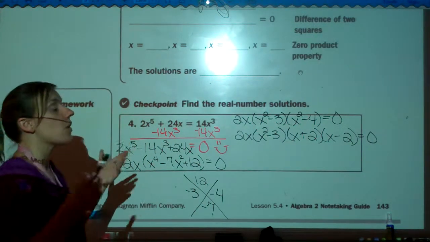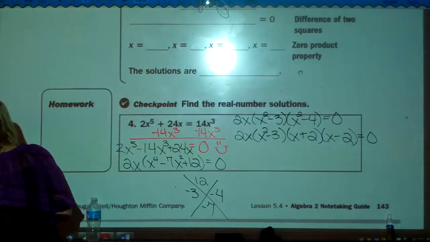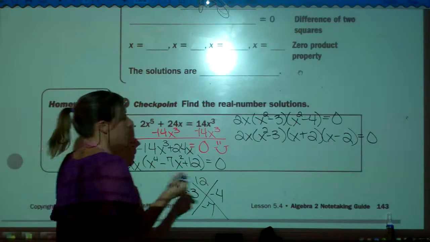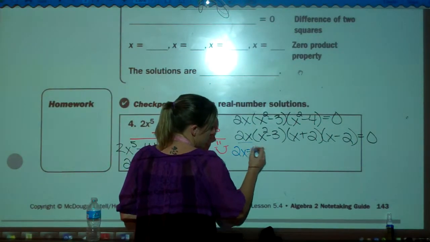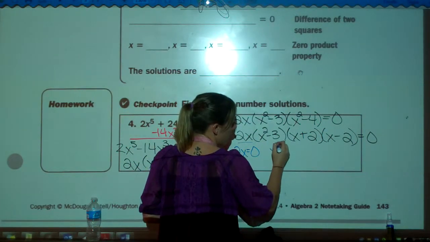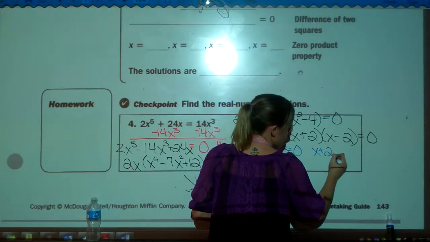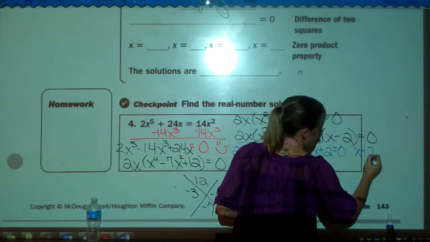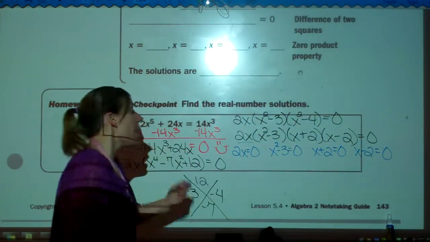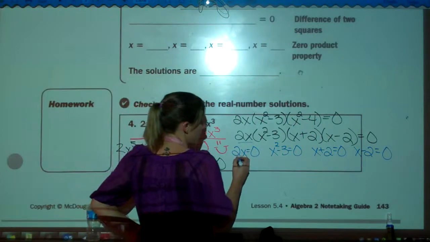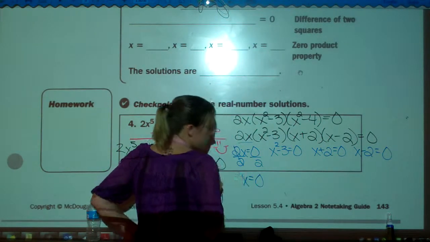So then each one equals 0, and this is where the solving that we're talking about comes into play. This is a factor, so we say 2x equals 0. This is a factor, x squared minus 3 equals 0. x plus 2 equals 0, and x minus 2 equals 0. Each factor equals 0, and then you just solve it. This one, you divide both sides by 2, and x is 0.